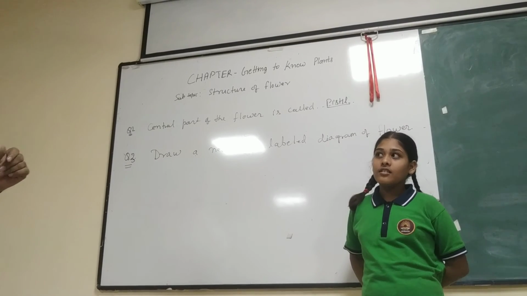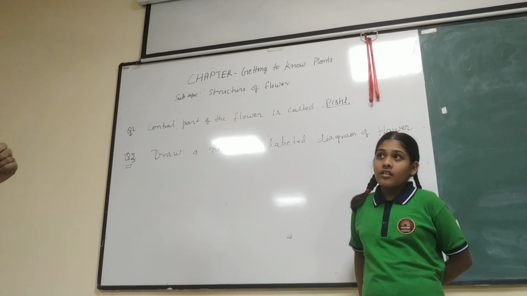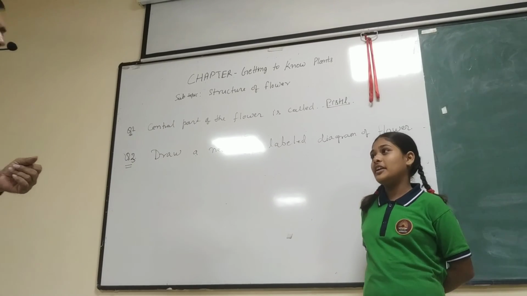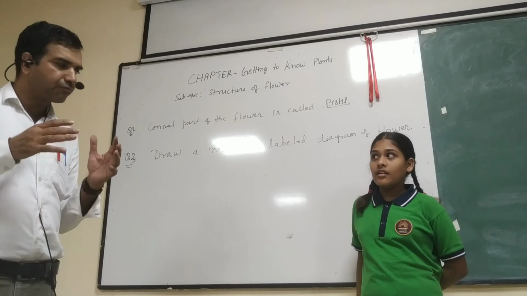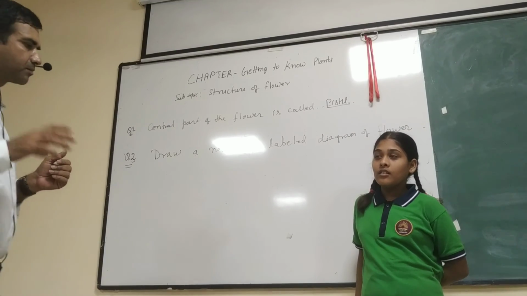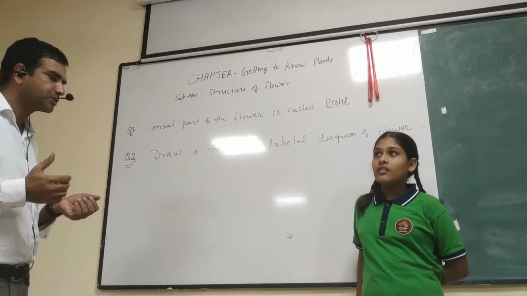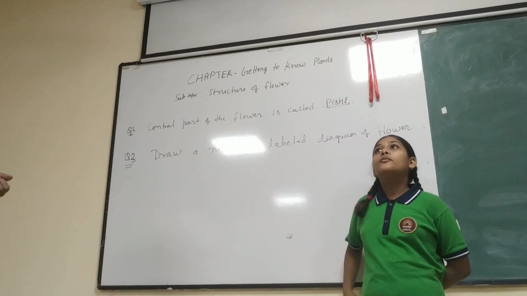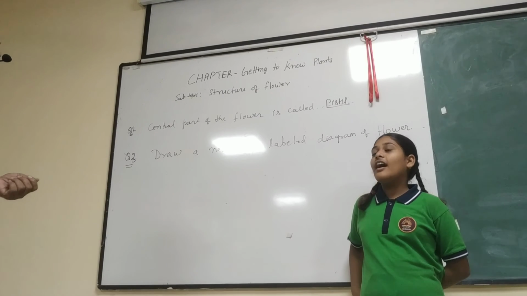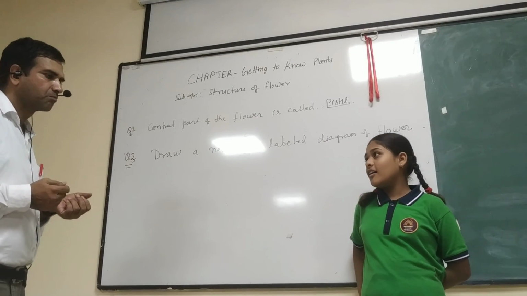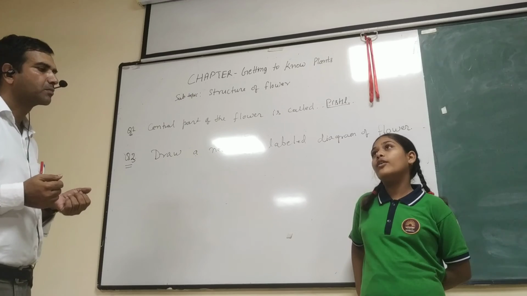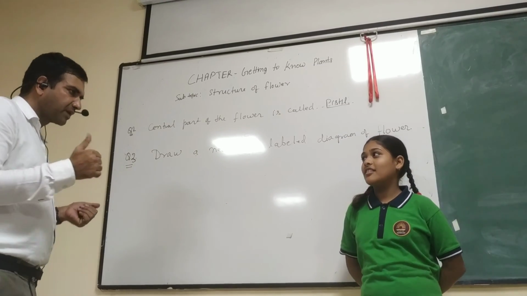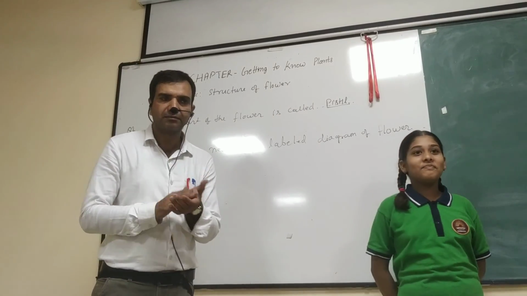So how many parts does a stamen have? Sir, two. Name? Sir, anther and filament. And can you tell me the different parts of the female part of the flower, that is pistil? Sir, there are three parts: style, stigma and ovary. Is it correct? Yes. That's fine. Very good, beta. Clapping करो इनके लिए.